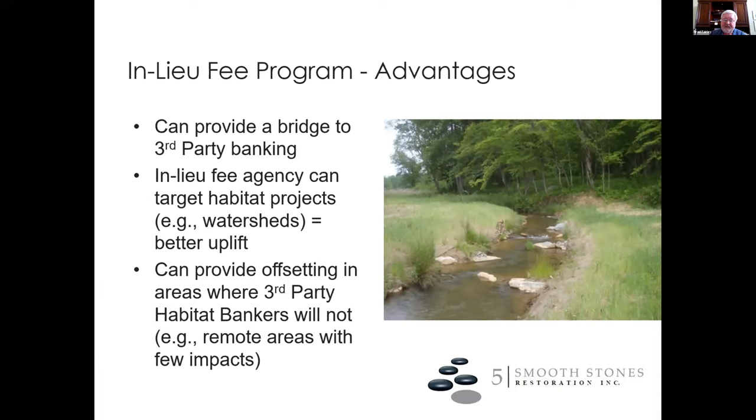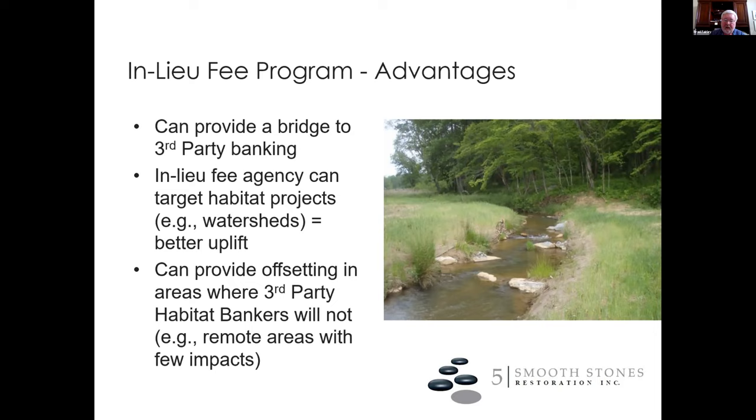Some of those advantages are that it provides an interesting bridge to third-party banking. If you open the market up to a third-party banking system, there's a lag between the time when it's opened and when the third-party banks have credits available. So basically the in-lieu fee agency can fill that temporal gap until the third-party banks have credits available for sale.